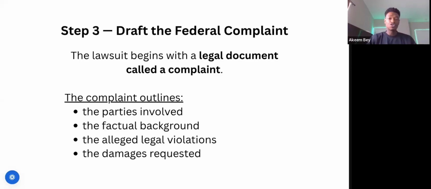Then step three is just drafting your federal complaint, right? The lawsuit begins with the legal document called a complaint. Included in this course are some samples of drafted federal complaints that you can use to help yourself, and we'll review some of that in the classes. So the complaint outlines the parties involved, the factual background, the alleged legal violation, and the damages that are requested.